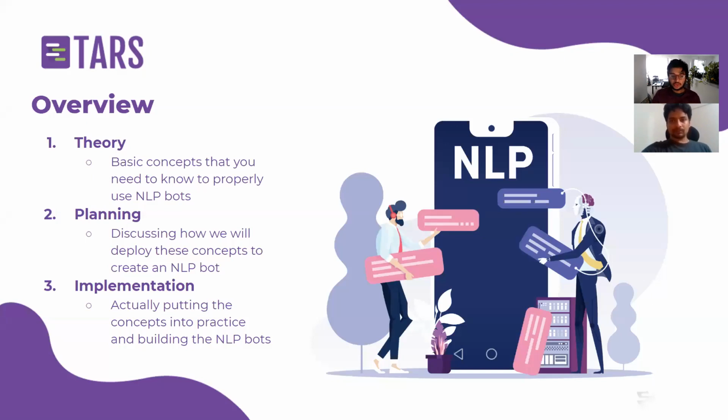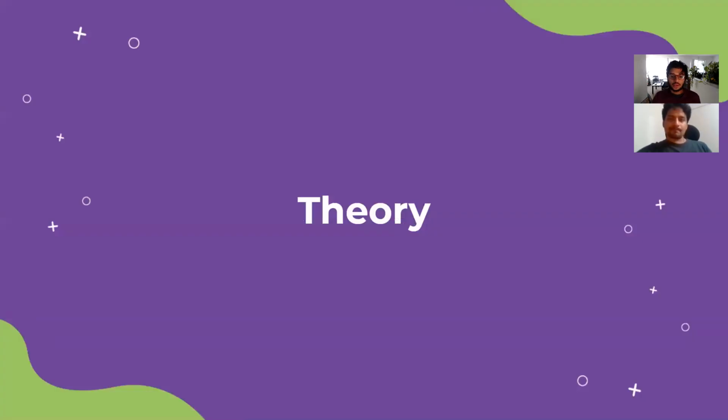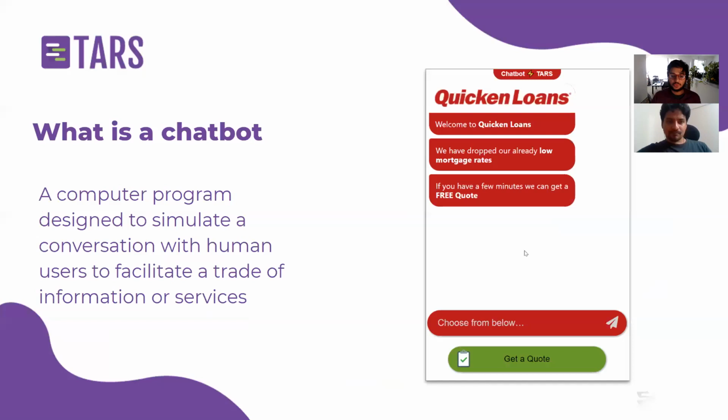After we're done with the theory section, where we discuss all of those concepts and ideas, we'll talk about how we can take some of those concepts and deploy them into an NLP bot. So we're going to be discussing the broad strokes planning of how we're actually going to go about creating the NLP bot. And then finally, in part 3, we're actually going to act on that plan and show you how you can implement an NLP bot to do things for your business. Yep. So let's begin with the first part, theory.